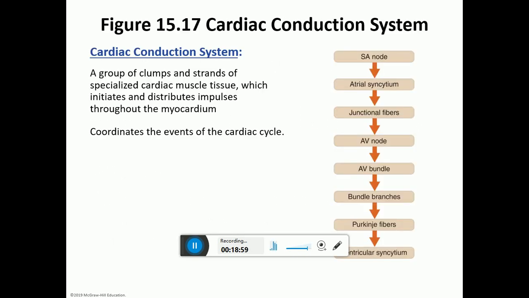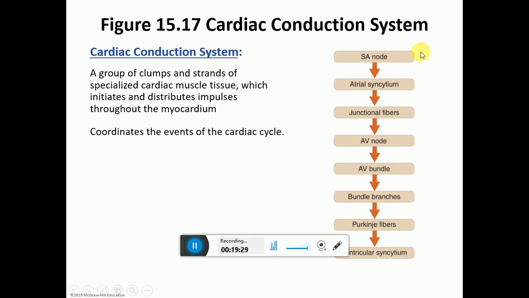In order for the heart to contract, we need electricity. And that electricity is going to be transmitted over these wires. That is known as the cardiac conduction system. These are not real nerves. These are just specialized cardiac muscle tissue that have the ability to start off, so to initiate, and to distribute that action potential. So it's like the heart has its own battery.